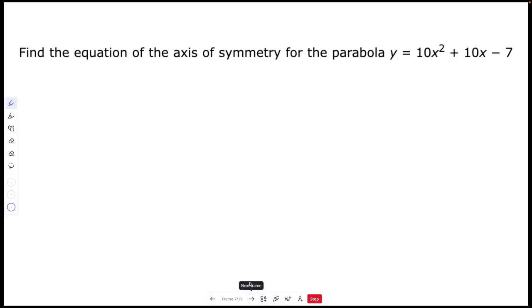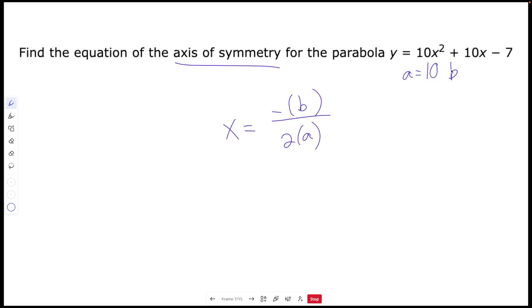All right, this says find the equation of the axis of symmetry. Normally, you look at the graph and you just sort of split it down the middle. However, here, to find the equation of the axis of symmetry, there's a formula, and it's x equals negative b divided by 2 times a. So we should be able to look at this and say, okay, a is 10, b is 10, c is negative 7, and so we just plug in.